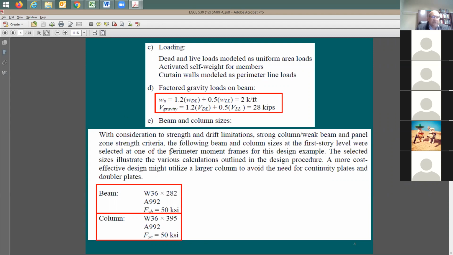The beam size that was used in this example is given here, W36x282. It's very heavy, extremely heavy. You're not going to see a size like this in our project. It also gives you the steel, which is going to be A992. Fy for the beam is going to be 50 ksi, and the same for the column, which is going to be W36x395, with the same Fy of 50 ksi. So the material properties are very similar to what we use in our project, but the beam size is going to be different. So okay.